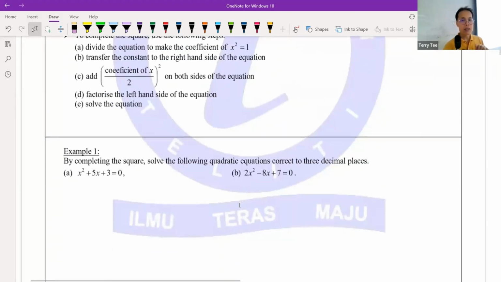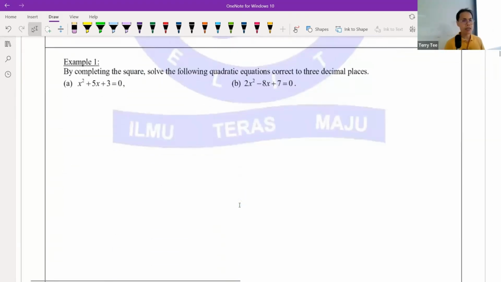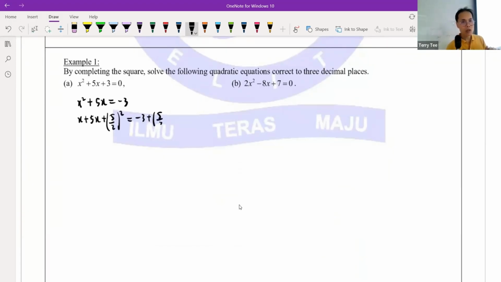Okay, let's start with the first example, number one. Very simple. We can just bring the 3 to the right, -5, -3. Take half of 5. What is half of 5? 5 over 2. You square it, you add on the left, and then you add on the right-hand side. Then you combine this to x plus 5 over 2 squared.